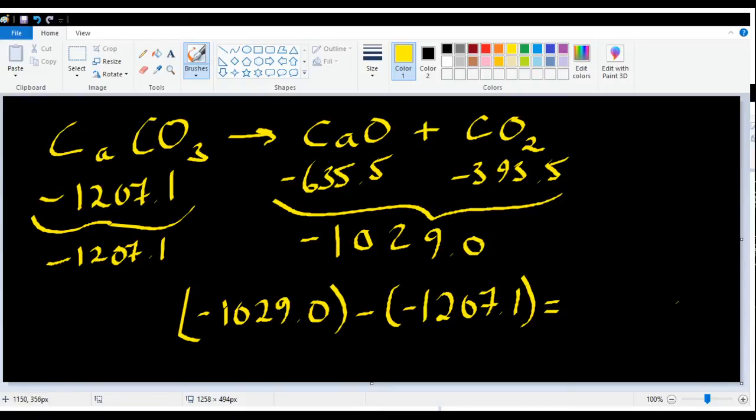And you do that, it's going to be positive 178.1, and all those numbers were kilojoules. Okay. So you have to put in 178.1 kilojoules of energy for every mole of calcium carbonate you want to decompose. Rather simple.